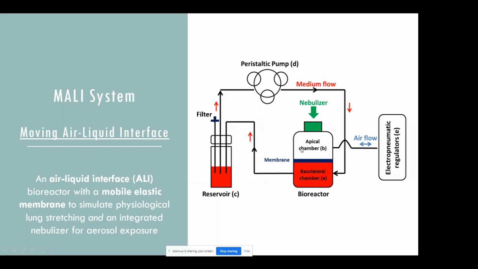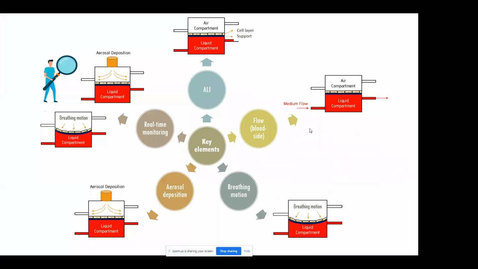So we have here a very simple representation of the system. It's basically two chambers, a top chamber, which is the apical chamber, and a bottom chamber, which is the basolateral chamber. They're separated by a porous membrane, and the lung cells are cultivated on top of the membrane. The bottom chamber has the flow of liquid, which represents the bloodstream, and the top chamber has an aerosol dispenser, a generator of clouds known as a nebulizer. The whole system is regulated and controlled so that we can monitor the movement of the membrane, monitor the way the cells behave, and change the stretch and the frequency of movement of the membrane.